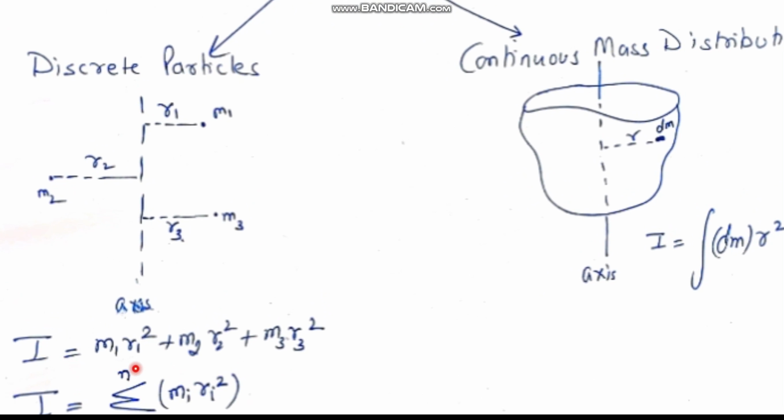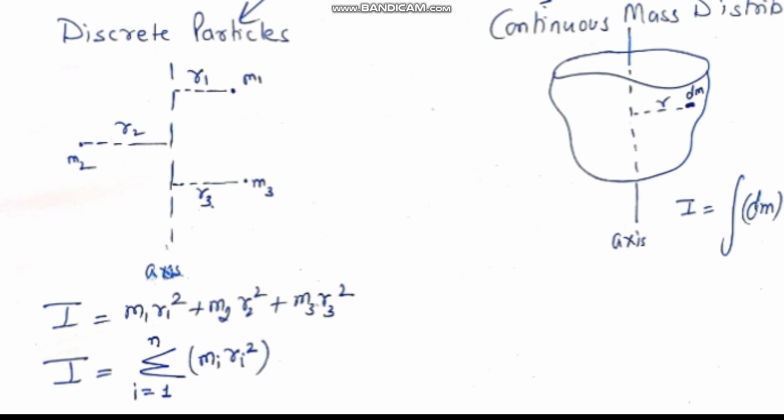So what I am doing is multiplying the mass with the square of the distance of that particle from the axis of rotation, and adding up all such terms. This in short can be written as I = Σ mi ri², where mi is the ith particle and ri is the distance of the ith particle from the axis of rotation, and we sum this product m r² for all the particles. That is shown by this notation, i equal to 1 to n. So it actually means m1 r1² + m2 r2² + m3 r3² and so on till n.